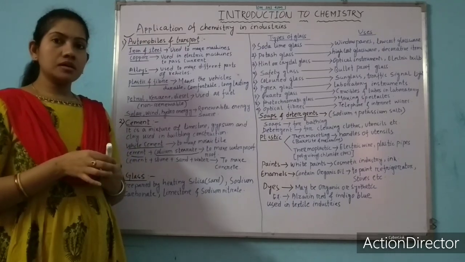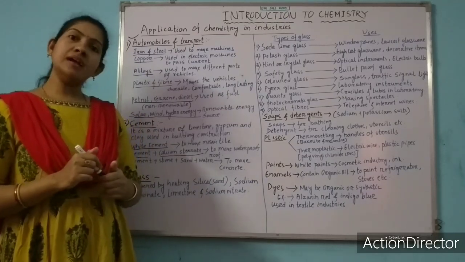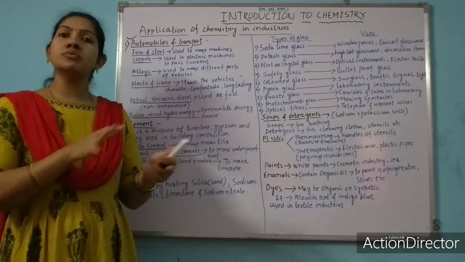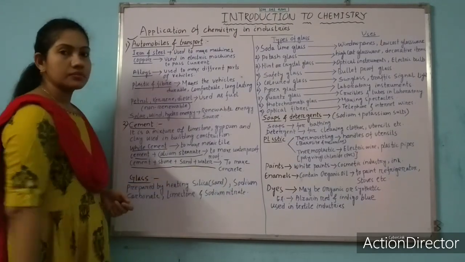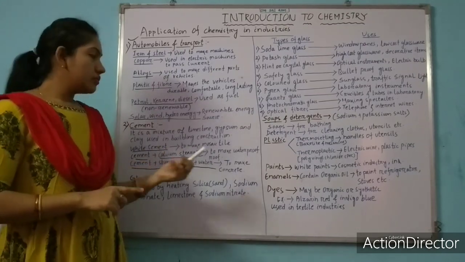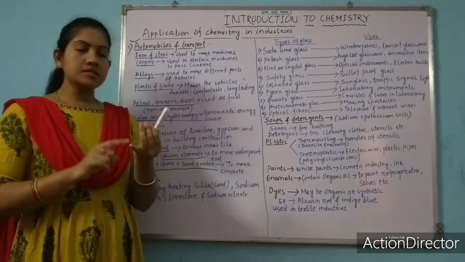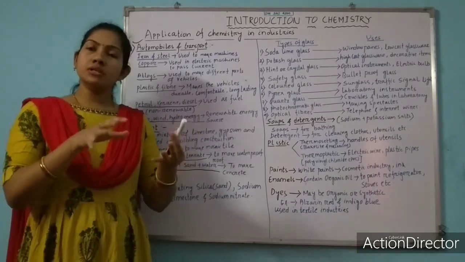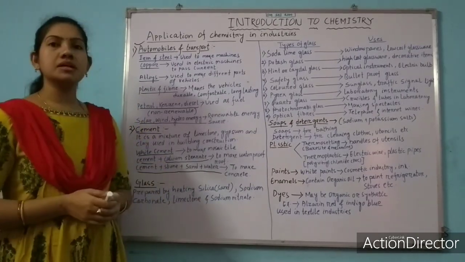So what is the combination? Cement plus calcium stearate. If you combine cement and calcium stearate, we can use it for a waterproof roof. Next, cement plus stone plus sand plus water. If you mix cement, stone, sand and water, you can use it as concrete to make concrete roads and all. Combined, we can use it as concrete to make roads. So these are some uses of cement.